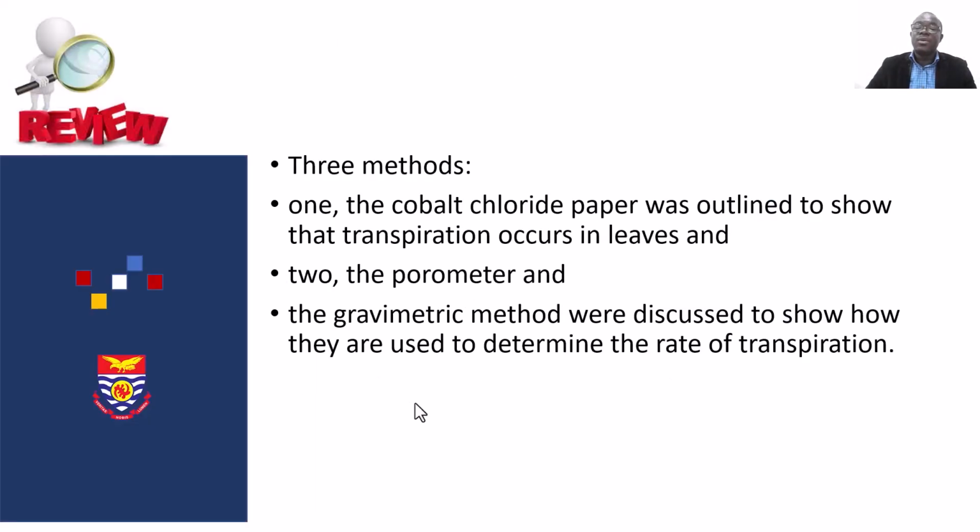So in review, three methods were discussed. One, the cobalt chloride paper was outlined to show that transpiration occurs in leaves. And two, the potometer and the gravimetric method were discussed to show how they are used to determine the rate of transpiration.